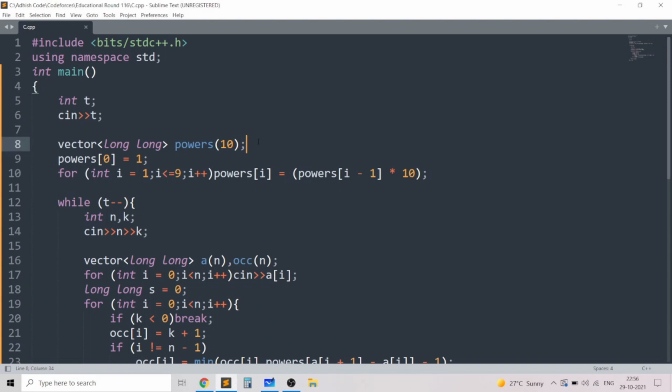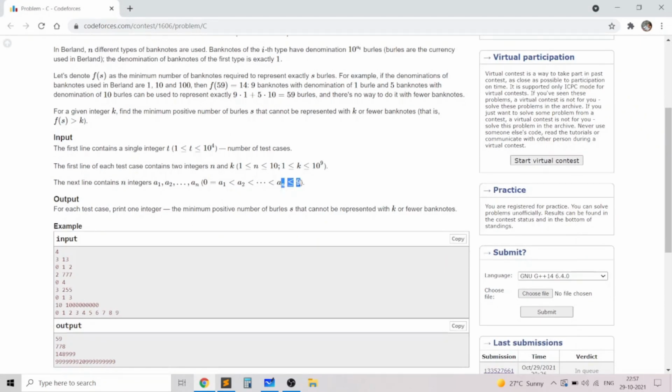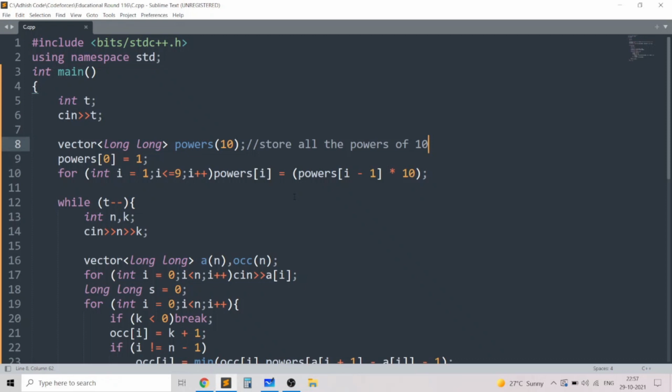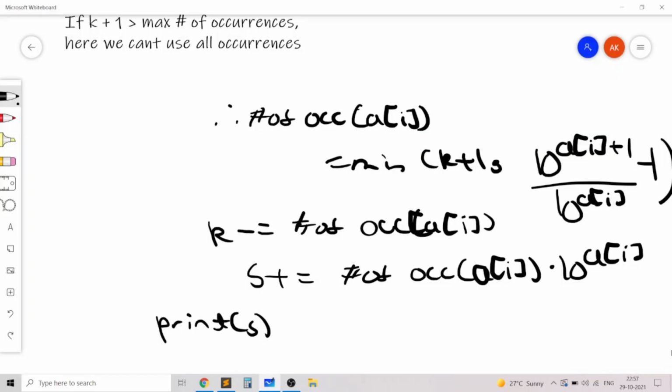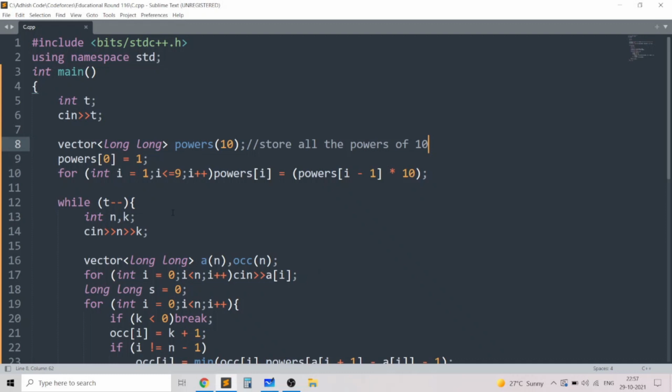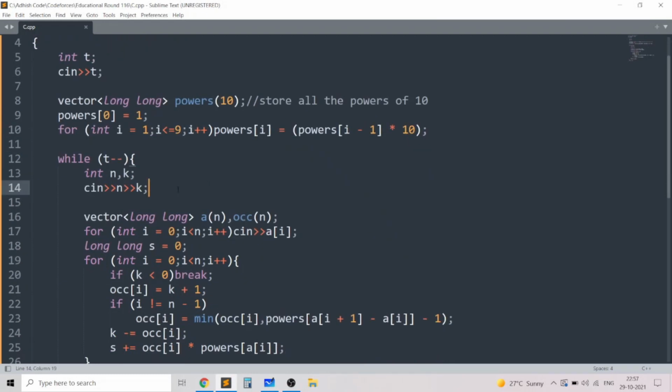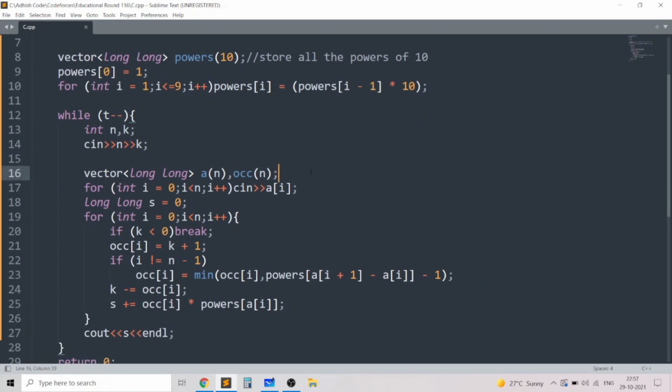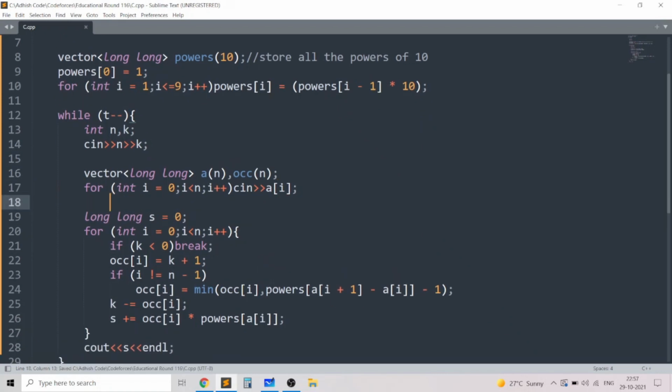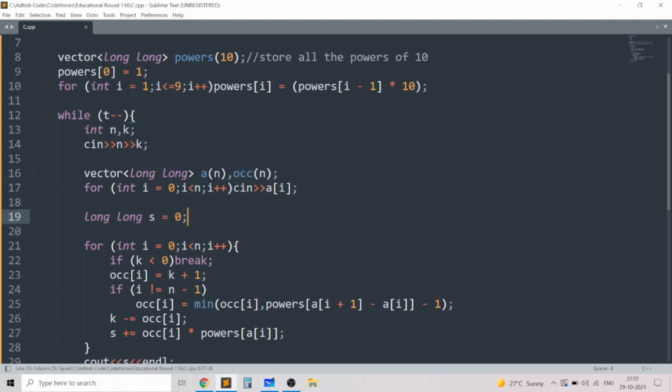So in the code, I first store all the powers of 10 up to 9, because we are going to need up to 9 powers of 10 handy when we are performing this kind of division. That's why I pre-compute them beforehand. Then for each test case, I take in the value of n and k. I store ai using a long vector, and I store occurrences of i to be the number of times ai will come in the sum, and s represents the final sum of money.